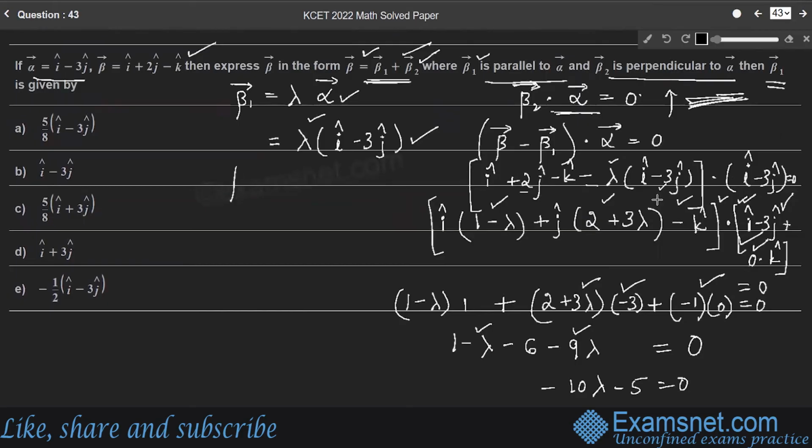Therefore, we can write vector beta 1 as lambda, which is minus 1 by 2, into i cap minus 3j cap, right? Therefore, look at the options. Minus 1 by 2, option E is the right answer: minus 1 by 2 into i cap minus 3j cap.